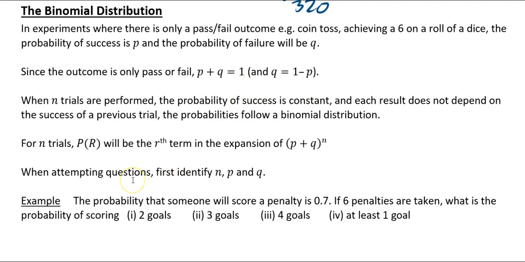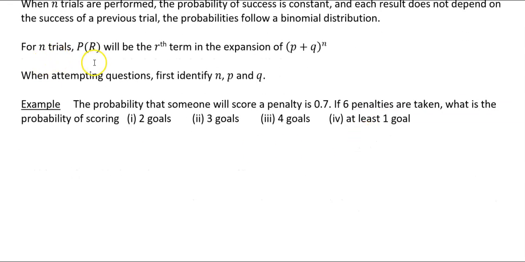So when n trials are performed, the probability of success is constant, and each result does not depend on the success of the previous trial. The probabilities then follow the binomial distribution. So for n trials, the probability of r, where r is the number of successes, will be the rth term in the expansion of (p + q) to the power of n. So let's have a wee look at how we do this in an example.